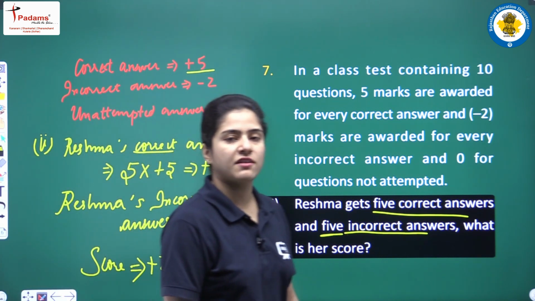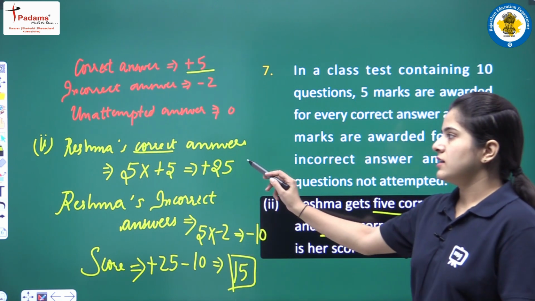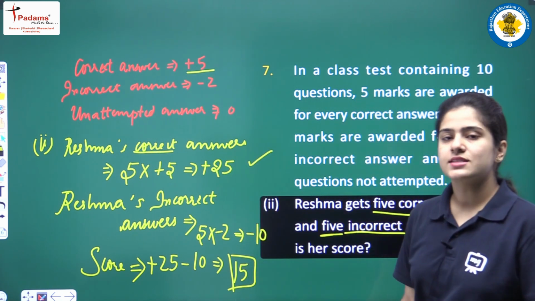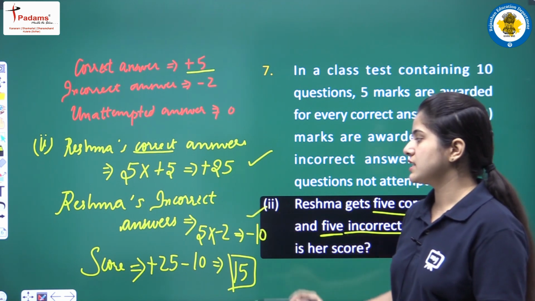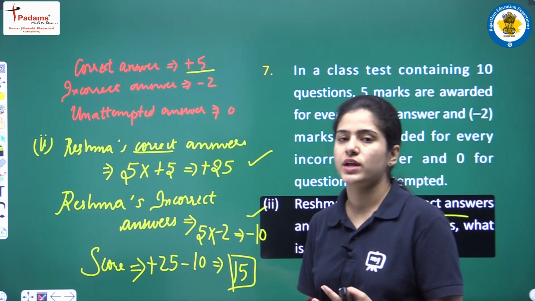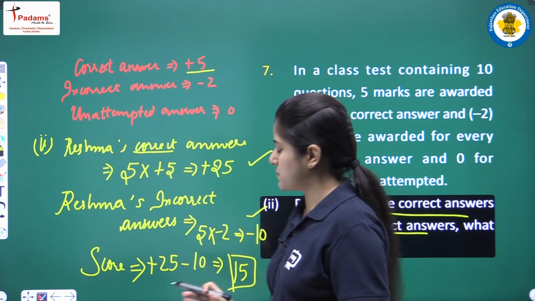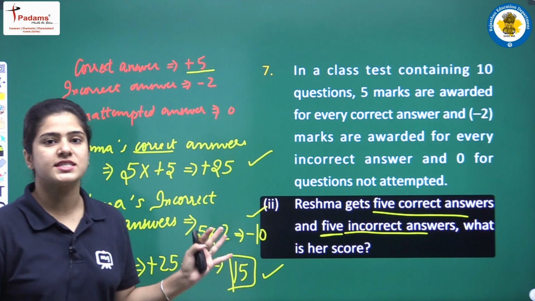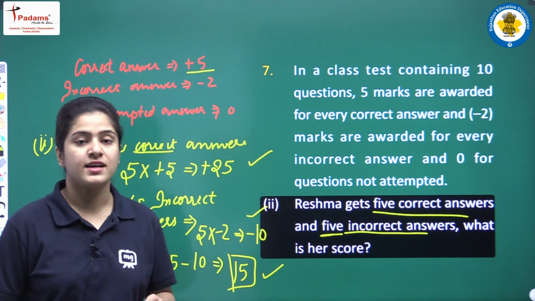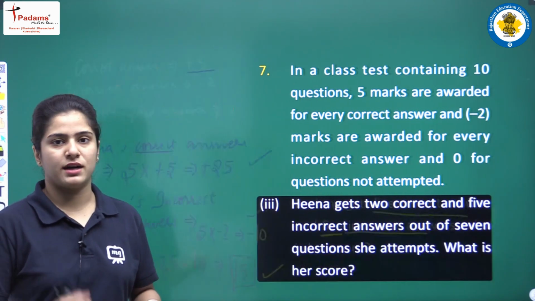Alright students, you can have a look here. For 5 correct answers, she is getting 25 marks. For 5 incorrect answers, she is getting minus 10 marks. So her final score is 25 minus 10 is equal to 15 marks. Alright students, so this was all about second part of question number 7. So let's move to the third part.